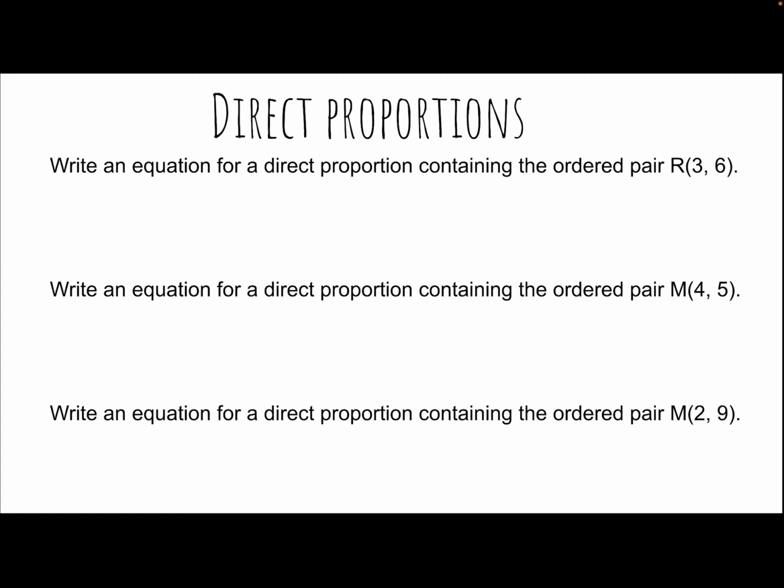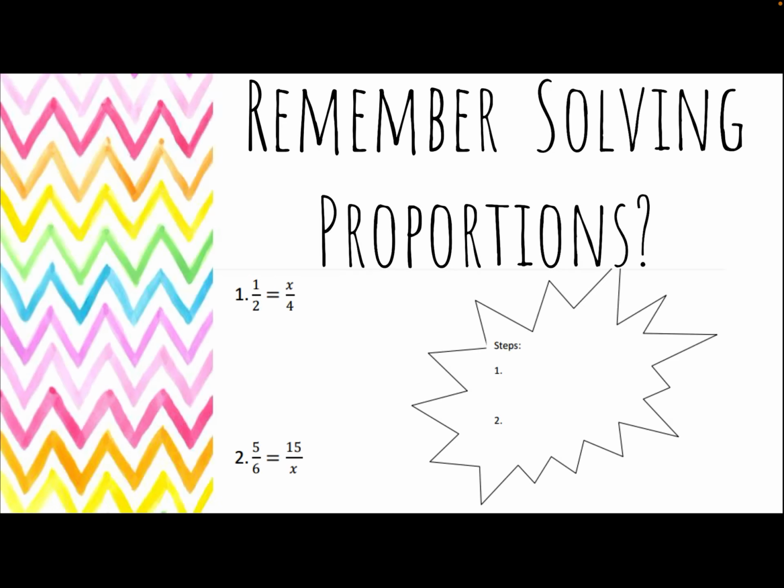And lastly, write an equation for a direct proportion containing the ordered pair of m, which is 2, 9. You would simply take 9 divided by 2, you probably can do that in your head, and you get 4.5. Your k value is 4.5. The equation would then be y equals 4.5x. And that would model the relationship of that direct proportion.